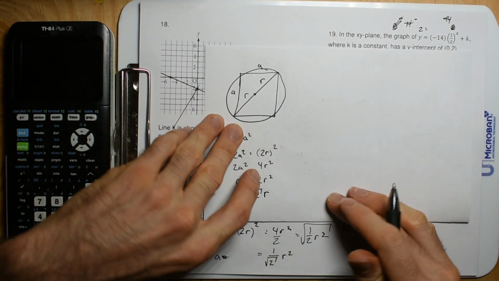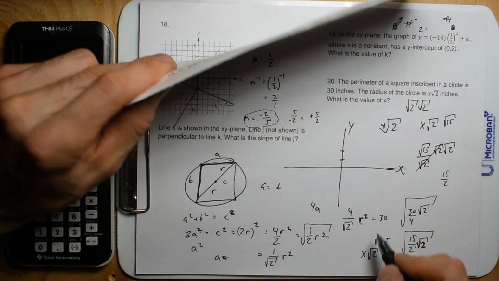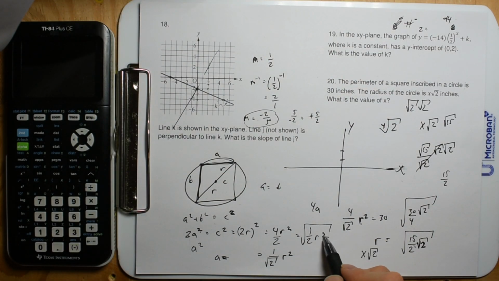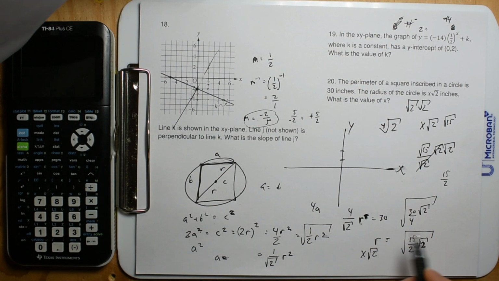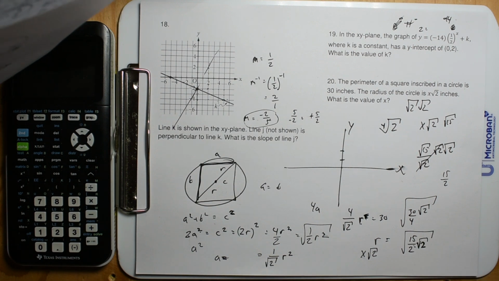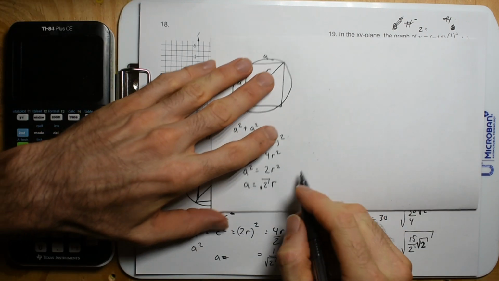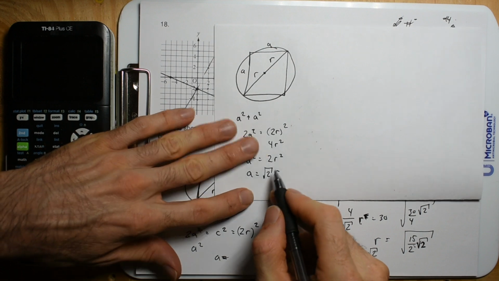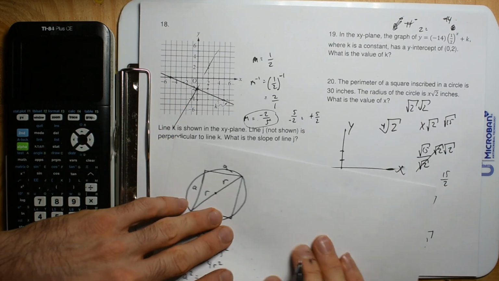Oh, this is probably where I messed up. Yeah, I didn't just bring that down to r. Maybe. I have no idea. Okay, but anyway, so the side is going to be the square root of 2r.